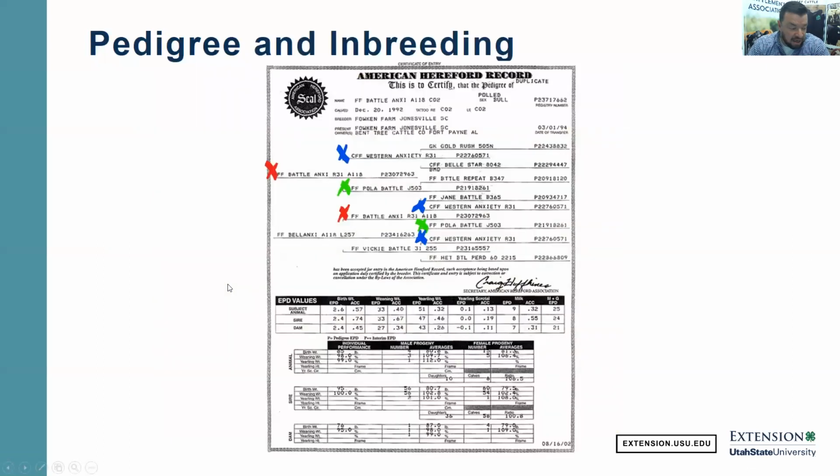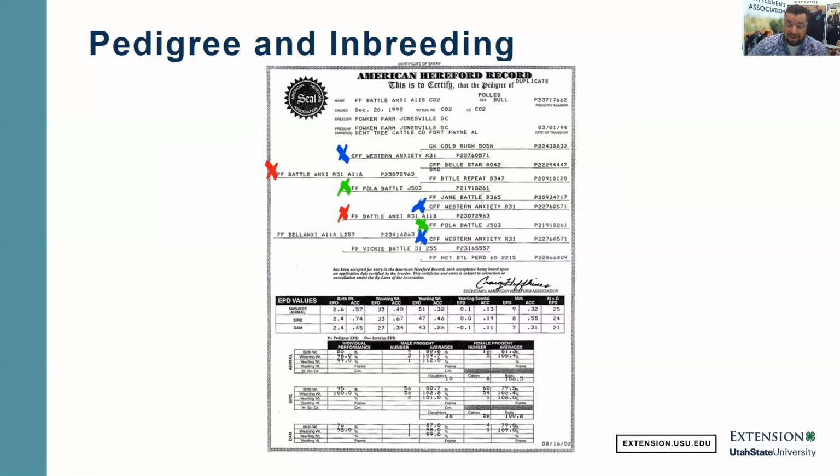Now, this is a second pedigree I got, and this is an old Hereford pedigree from the 1990s, I believe. The thing about this pedigree is you'll notice I have some different colored stars here. The X star, we can see that on the dam side, we have this FF Polo Battle down here, but we also have FF Polo Battle up here on the paternal side. So it's not only a great granddam, but it's also a granddam on the paternal side.